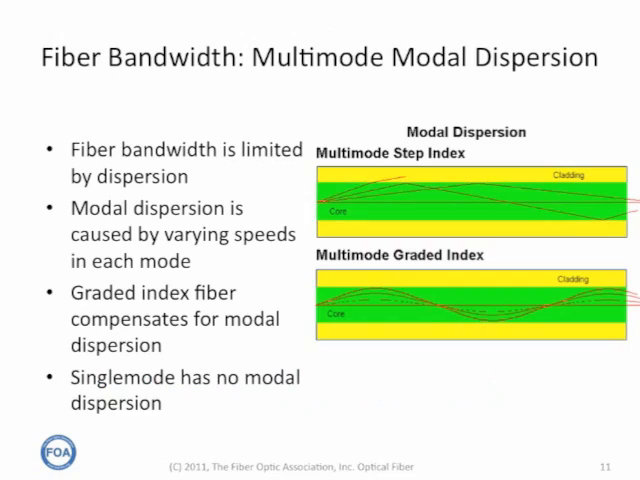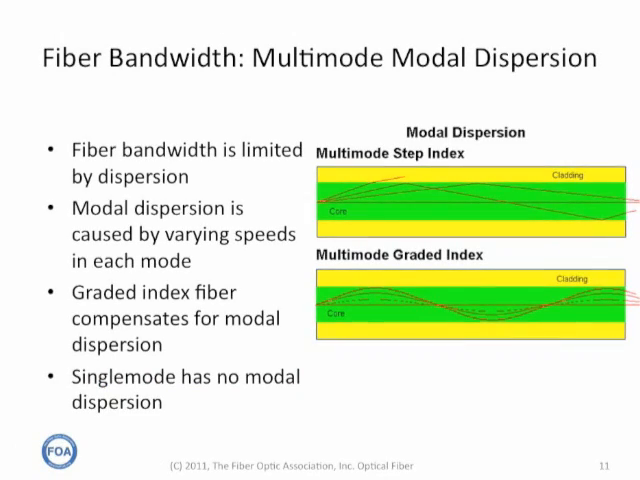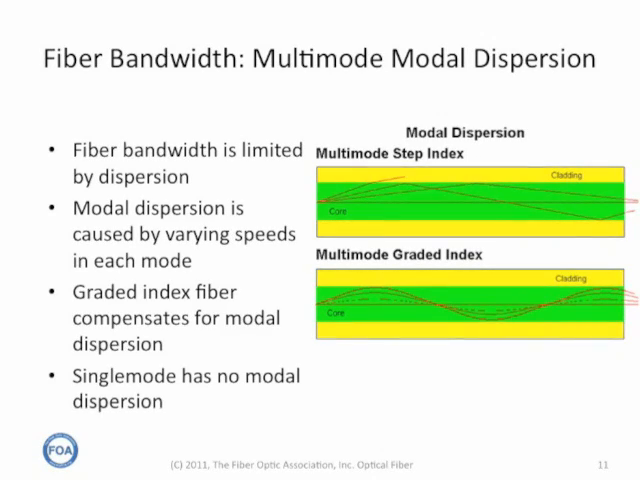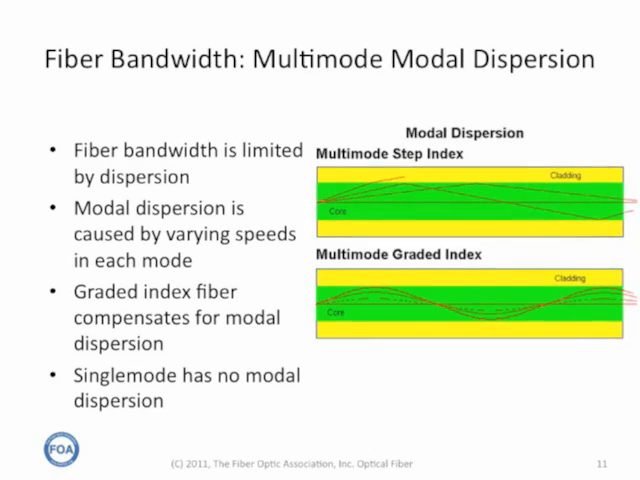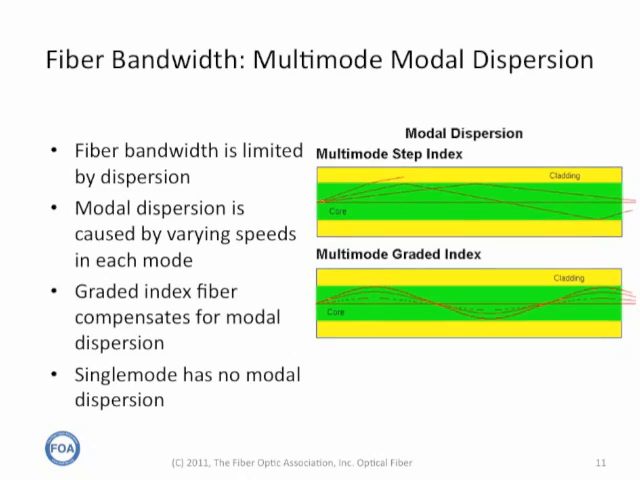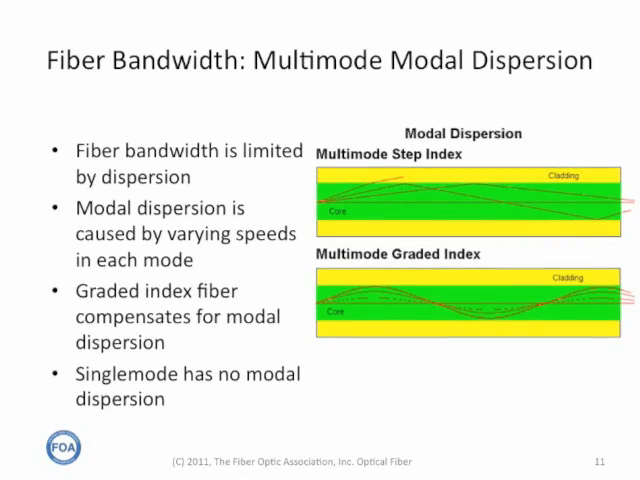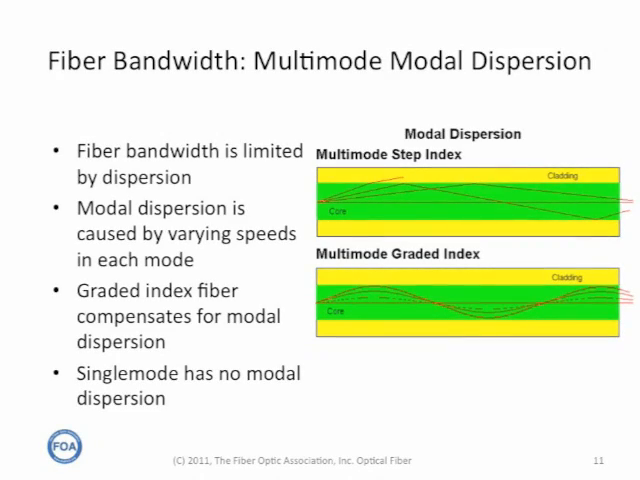Fiber has extremely good bandwidth, but not infinite. Within multimode fiber, we have two factors, modal dispersion and chromatic dispersion. Modal dispersion is actually caused by the different times it takes each different mode of light to travel down the fiber. Step index fibers have much lower bandwidth because they lack the compensation provided by the graded index core of graded index multimode fiber.